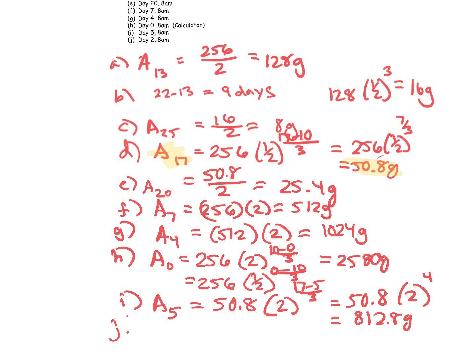All right, last one, J, is day 2. And day 2 is just 3 days prior to the amount on day 5. So for A2, I'll just take what I just got on day 5 and multiply it by 2. Again, going back in time, and 3 days is the half-life, so I'm going to multiply by 2, and that's going to be about 1625.6 grams. All right, so there's a lot in that problem, a lot to think about with half-life, whether you're going forward in time or backwards in time.